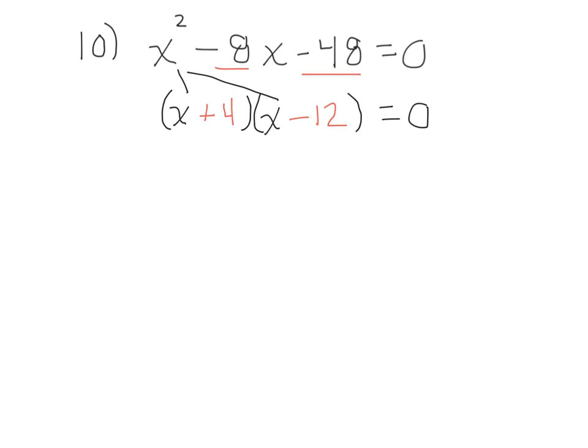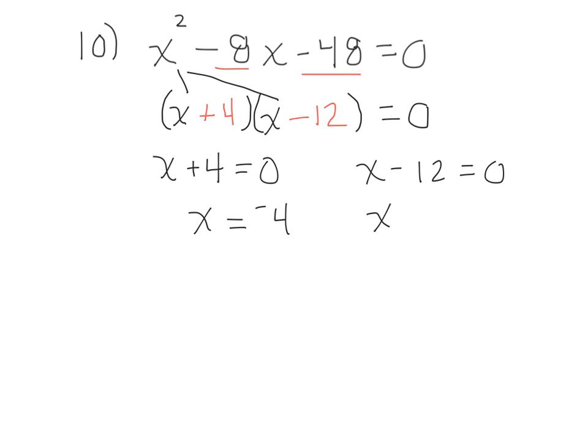So to find my solutions, I set each factor equal to 0 and solve for x. The factor on the left, I would just have to subtract 4 from both sides, and I get one solution equal to negative 4. And the factor on the right, I would add 12 to both sides, and I get the other solution equal to positive 12.